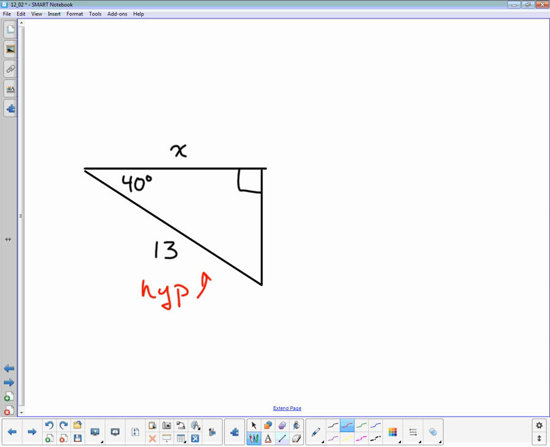And the x, is he opposite or is he adjacent? He's adjacent. He's next door, right? And obviously theta is my 40, right? Okay, so looking at Sohcahtoa, who should I be using? Which is the cosine.